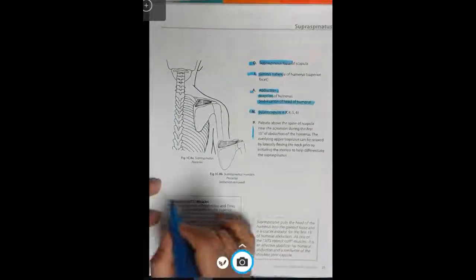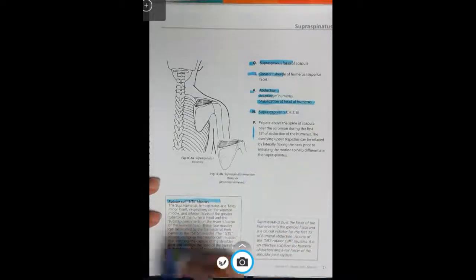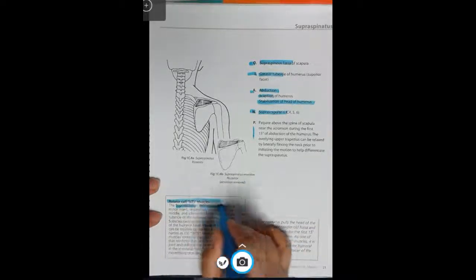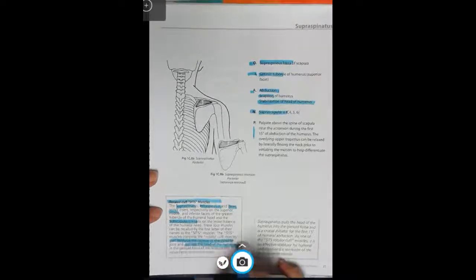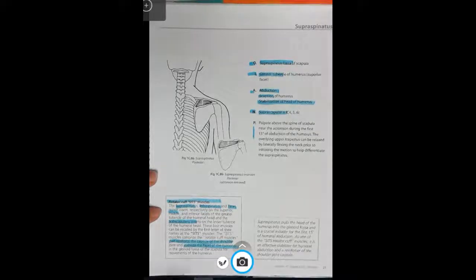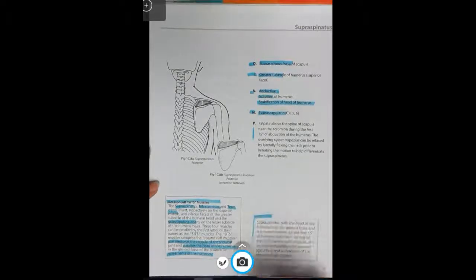Alright, here's your little box about your rotator cuff. It's your SITS muscles. So you have the supra, infra, teres minor, and then you have the subscap. All of these are used to reinforce the capsule of the shoulder and stabilize the head of the humerus. If you don't have a stable humerus, then it is very hard to move the humerus without injury. I know I highlighted there, but pay special attention to both of these boxes.